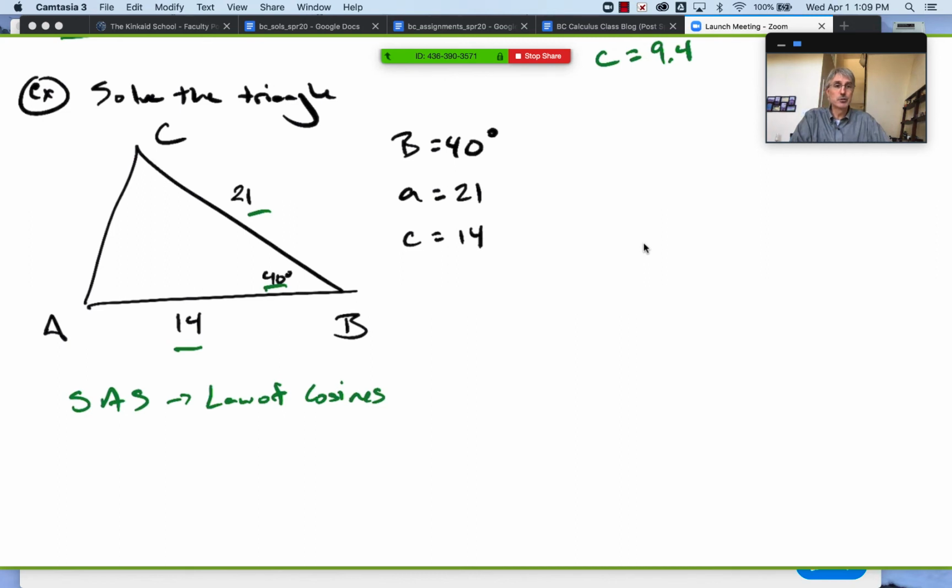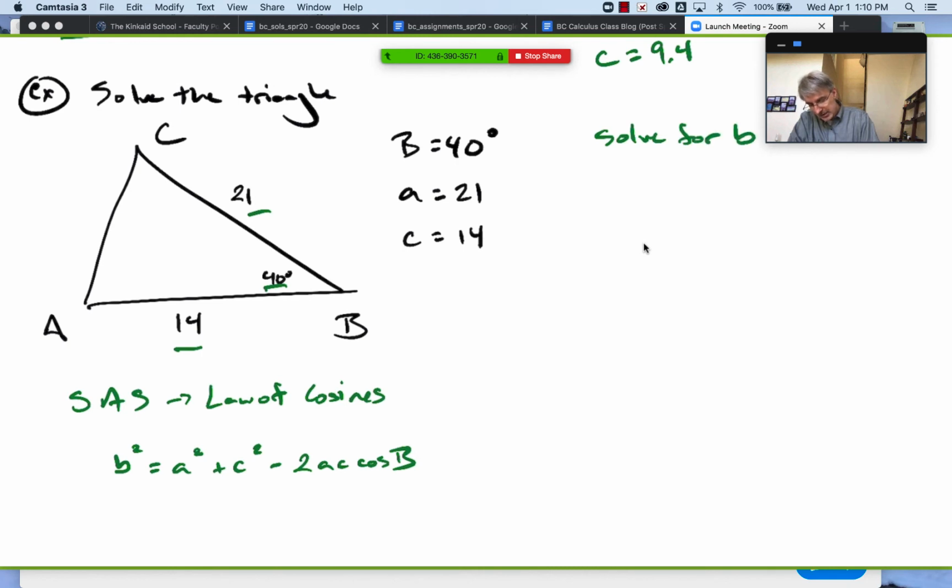I'm going to encourage you to do a problem like this on the calculator. You can use the law of cosines, which in this instance would say something like b squared equals a squared plus c squared minus 2 times a times c times the cosine of b, but the calculator is more efficient. And so when I use the calculator, the first thing I'm going to do is solve for the side b. And so I'll put in, one side is 21, one side's 14, the included angle is 40 degrees, and the calculator will tell me that b equals 13.7.